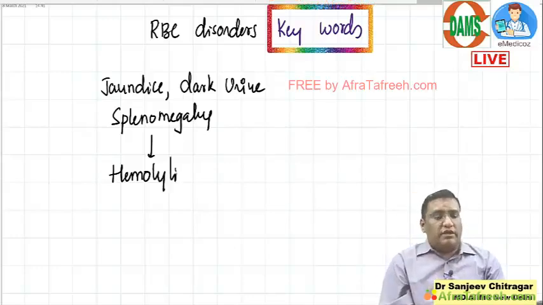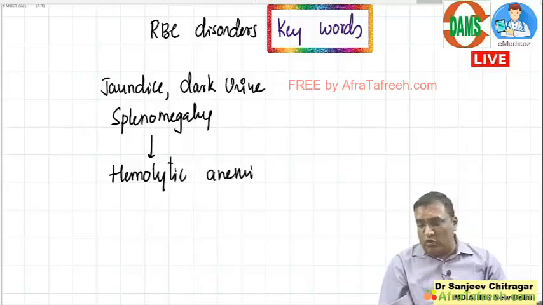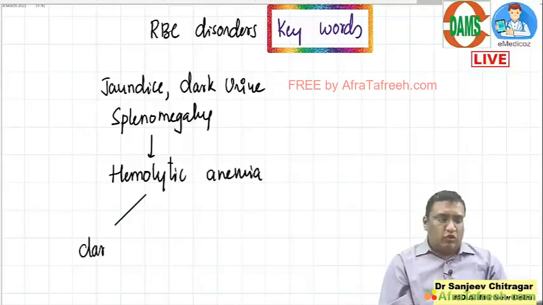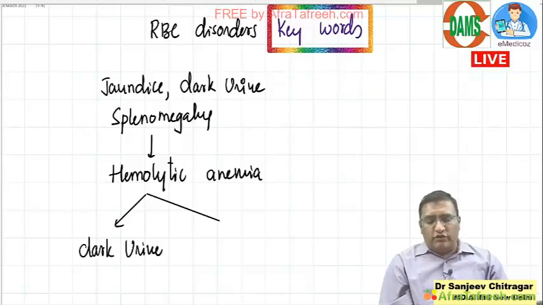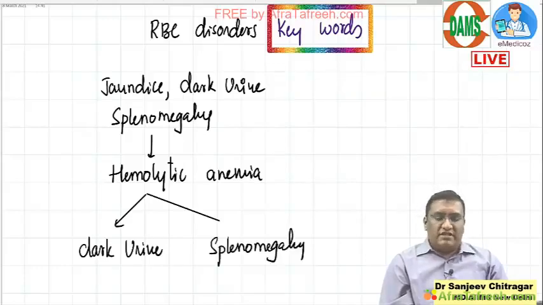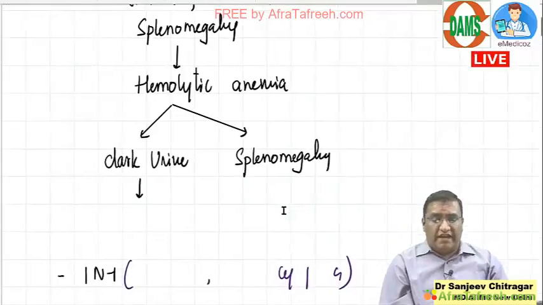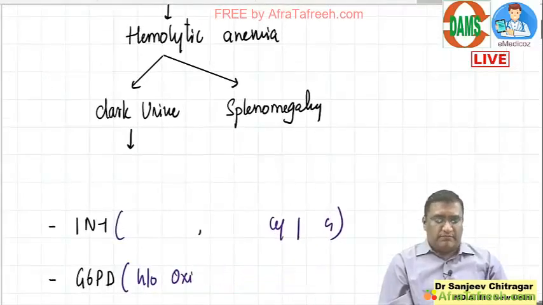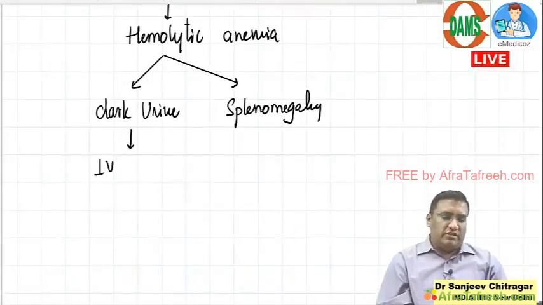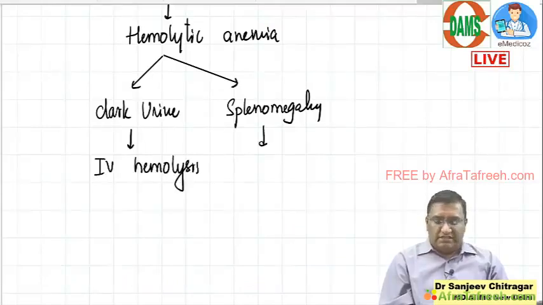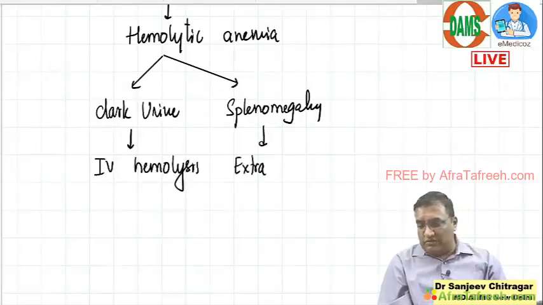So if jaundice, dark urine, splenomegaly are present, think hemolytic anemia. More of dark colored urine or more of splenomegaly, then check. Dark colored urine is suggestive of intravascular hemolysis. Splenomegaly is suggestive of extravascular hemolysis.